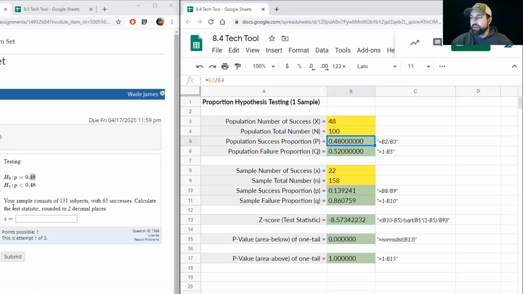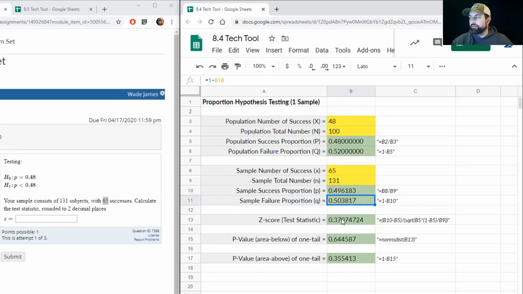Okay, great. And then we go out and we collect the sample of 131 subjects with 65 successes. So 65 is the number of successes. 131 is the number of subjects. And this is our p-value. So we just divide those two numbers. That's p. Our q value is the complement of p. So 1 minus p gives us the q value.